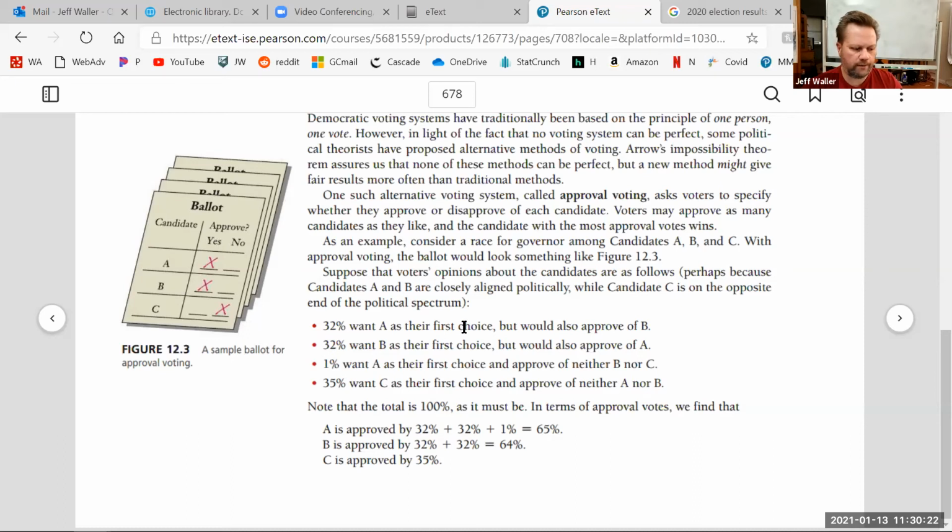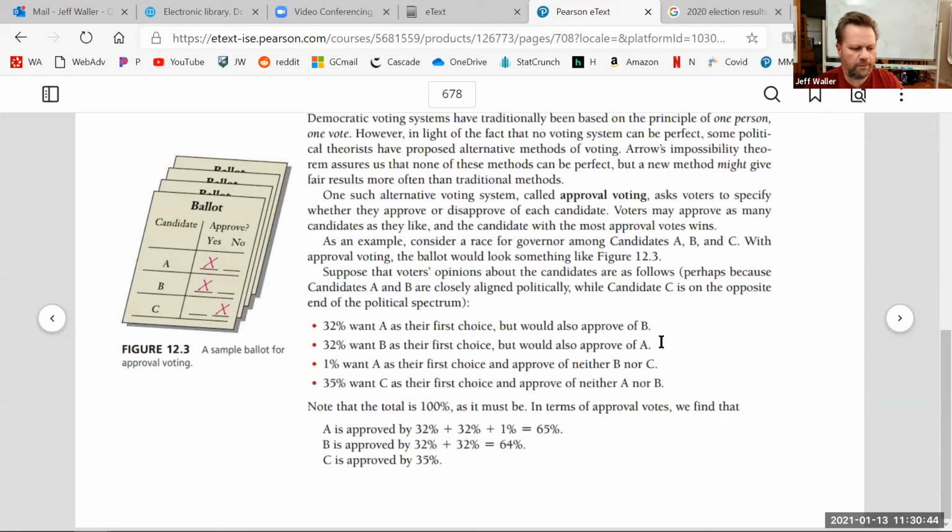32% want A as the first choice, but would be cool with B, right? So in a sense, this example kind of improves on the basic idea by letting them rank their choices, which is interesting.